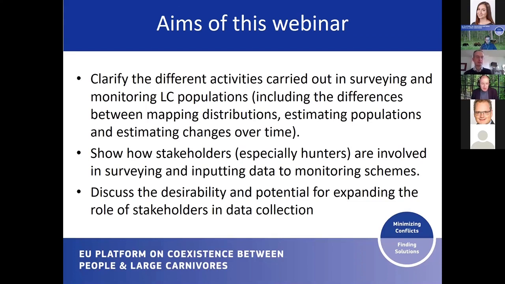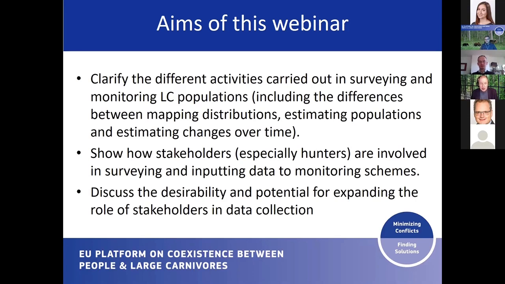What are now the specific aims of this webinar? Today, we would like to clarify the different activities carried out in surveying, monitoring large carnivore populations. Now, that is including the differences between mapping distributions, estimating populations, and estimating changes over time. Each of those methodologies taking different approaches, sometimes different in different EU member states. So we will have a closer look on those activities.